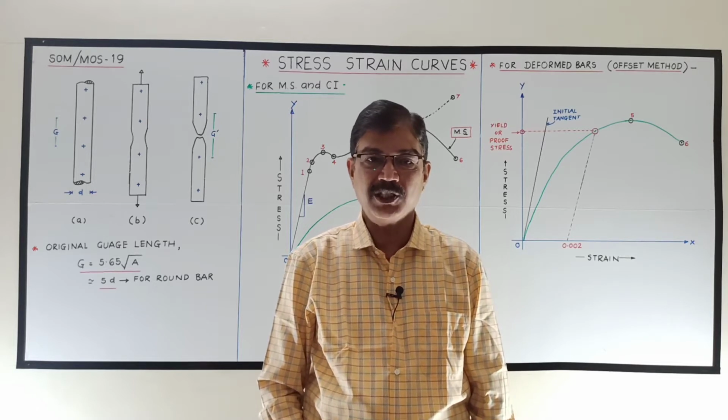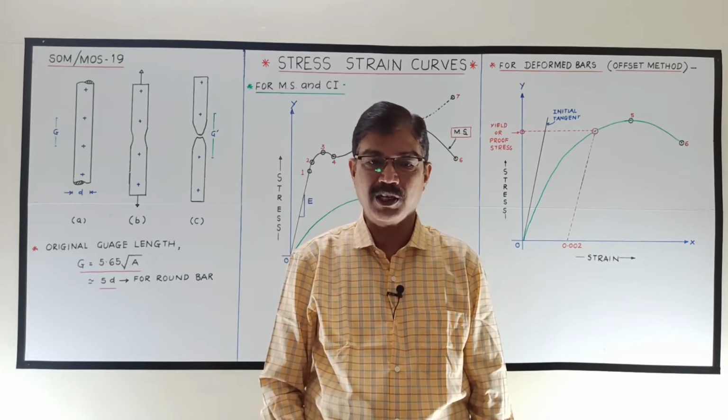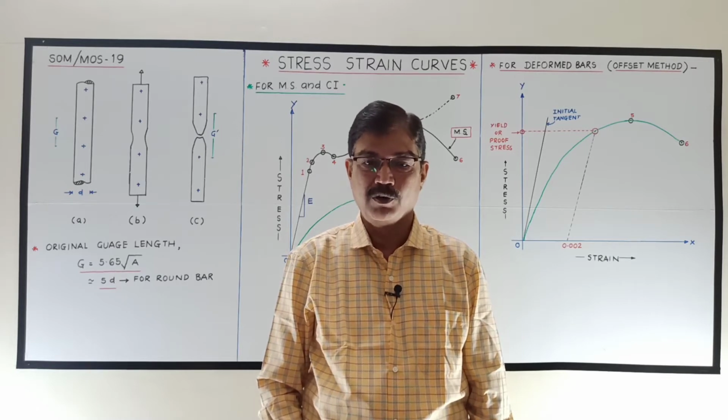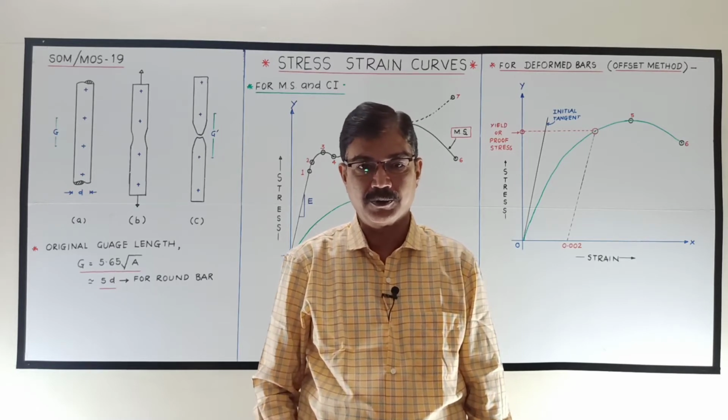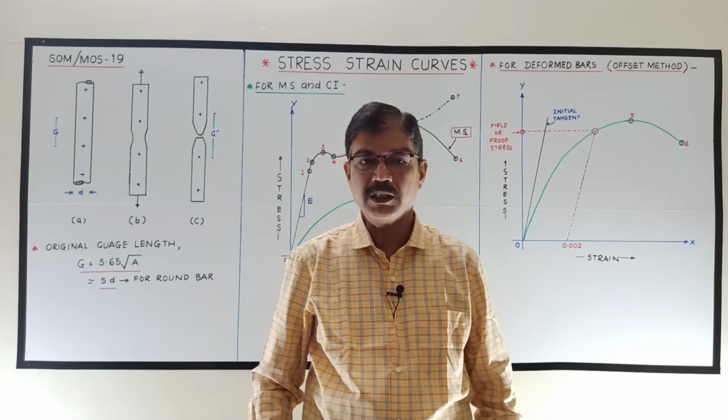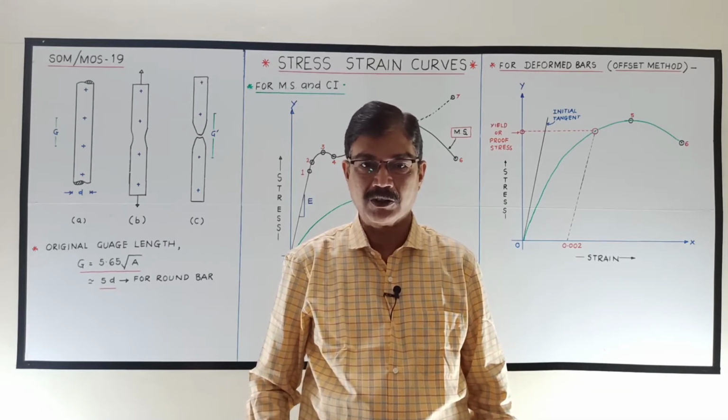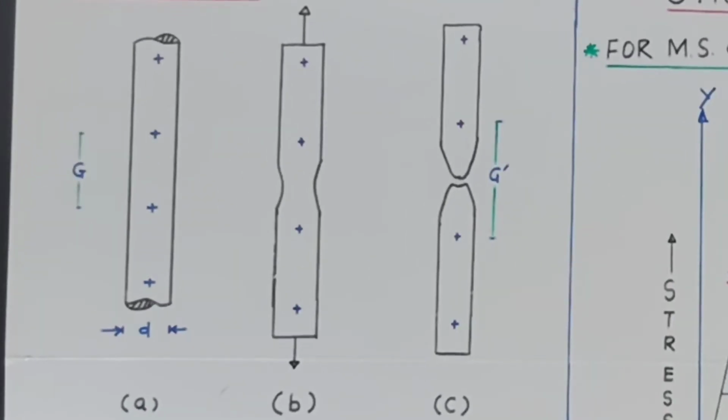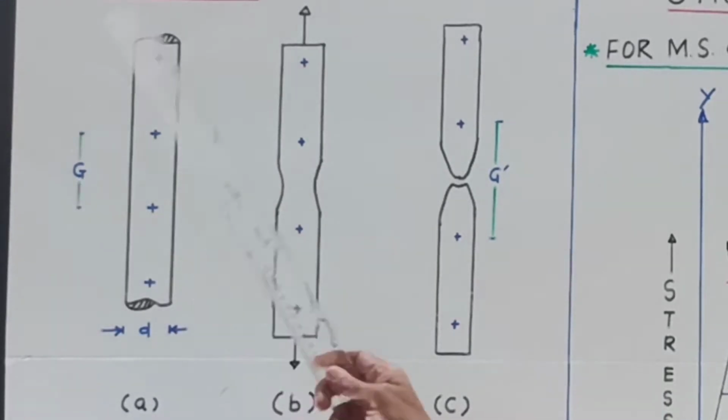Okay, first we will see for mild steel, then we will see for cast iron, and then for torch steel bar, that is deformed bars. Now before we go for stress strain curve, let us see what is the specimen. As shown in figure A, the specimen whose diameter D is marked with a specific length over which the elongation is measured. This length is known as gauge length.